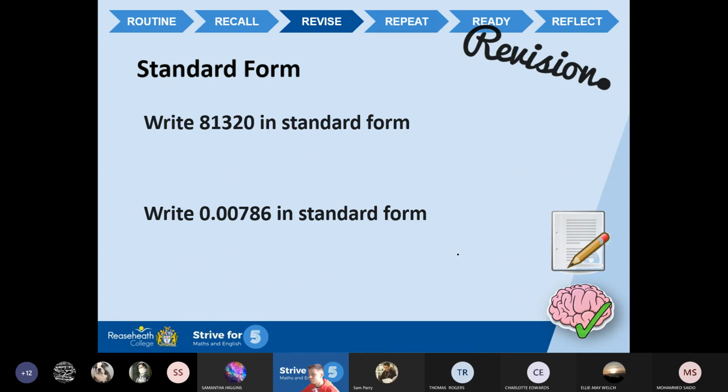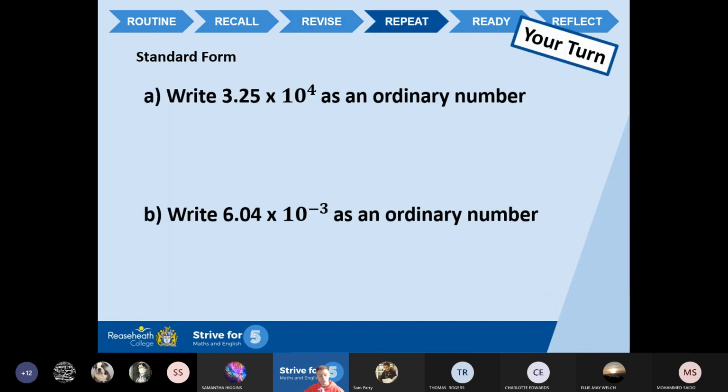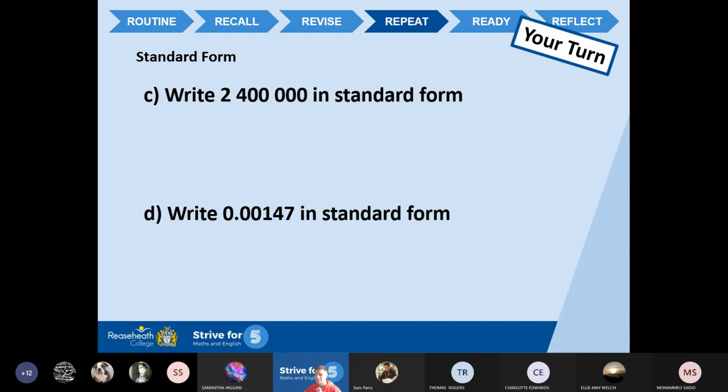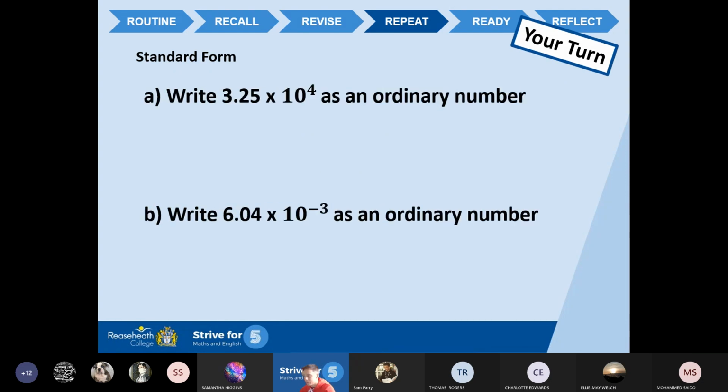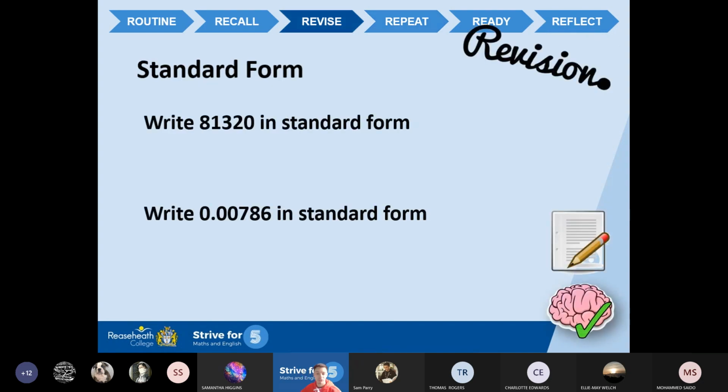So I'm going to give you a range of questions now that involve you writing standard form as an ordinary number and then an ordinary number into standard form. Okay? Bit of variety there just to keep you guys going. And I'll leave some of my stuff on the board.